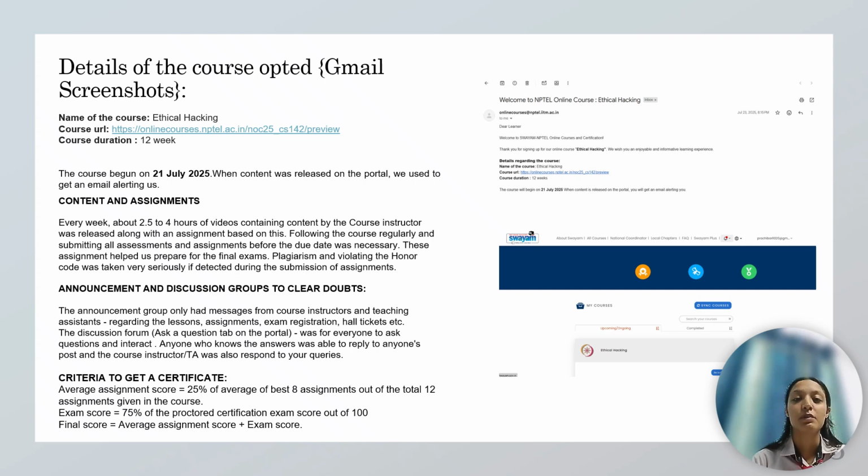Every week, for about 2.5 to 4 hours, videos of content were released by the course instructor for us. There were also announcement and discussion groups to clear doubts. The criteria to get a certificate was: the assignment score equals 25% of the average of the best 8 assignments out of the total 12 assignments given in the course. The exam score equals 75% of the proctored certification exam score out of 100. The final score was then added.